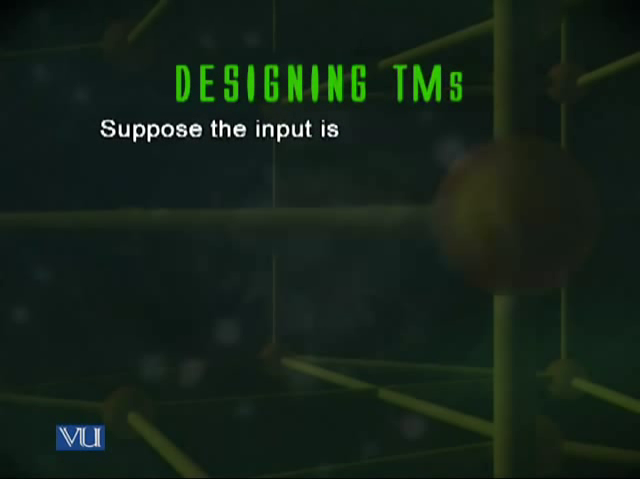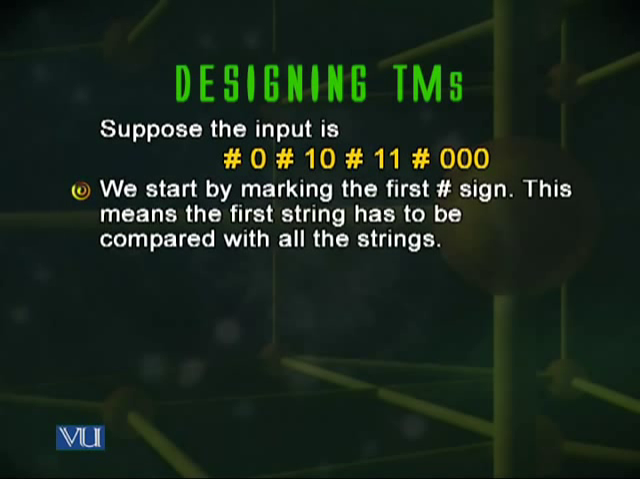Let us look at what this Turing machine will do on a particular input. Suppose the input is a # followed by a 0, followed by a # followed by 0, 1, followed by a # followed by 0, 0, 0. As you can see, in this case, all the strings between the #s are different, so we should accept this input. So we will start by marking the first #. This means the first string has to be compared with all the other strings. So the first string 0 is being compared with the string 1, 0.